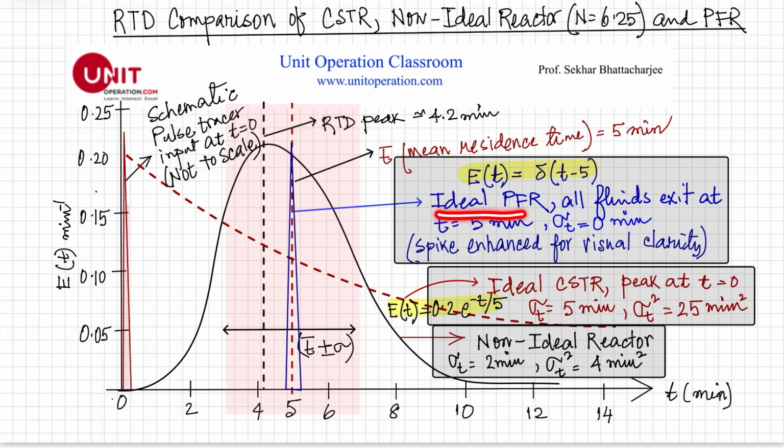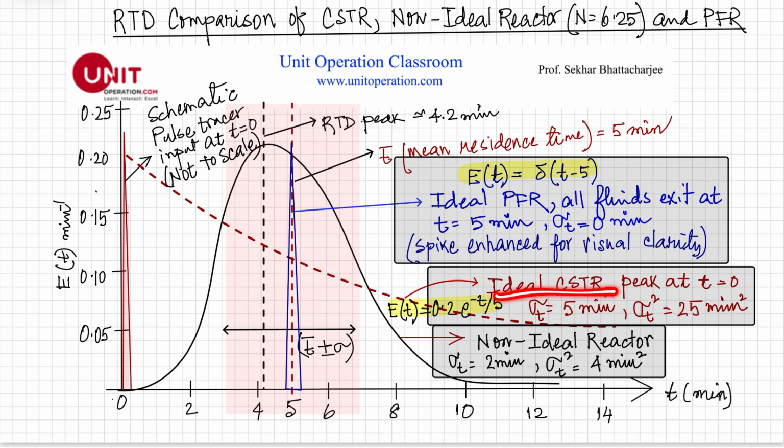So for an ideal plug flow reactor, all fluid exits at time t equal to 5 minutes. This is right here, which is the average residence time. And of course, the standard deviation is 0 minutes. This spike is enhanced for visual clarity. It's not like this.